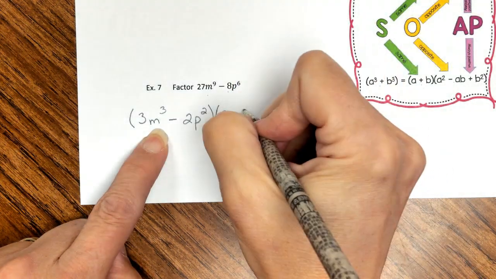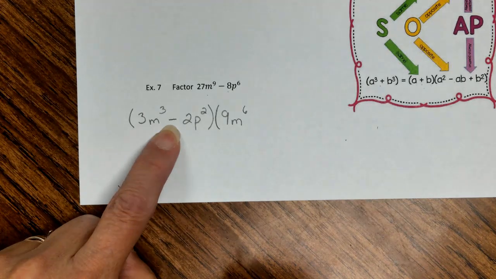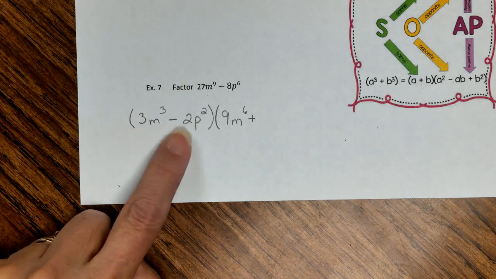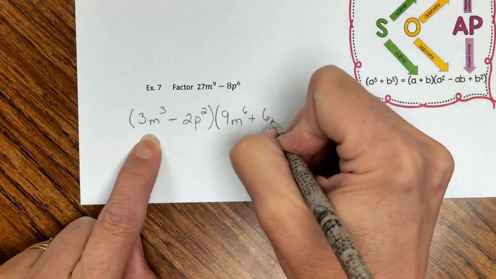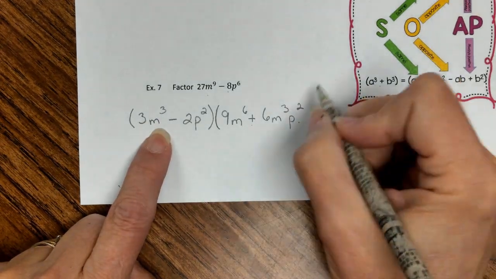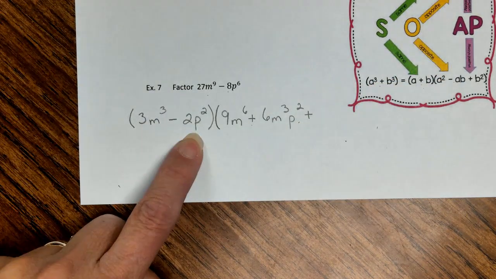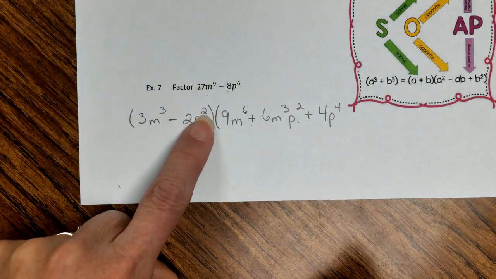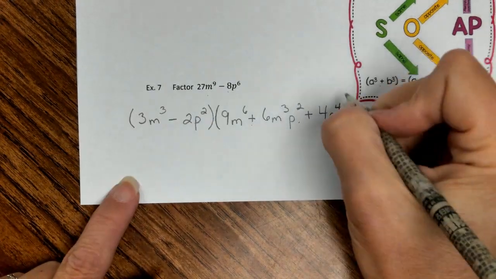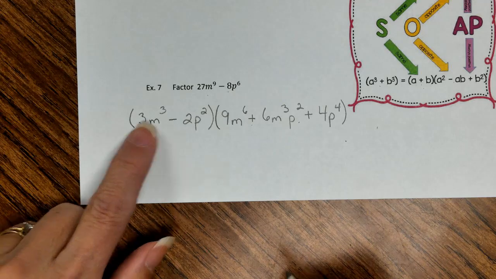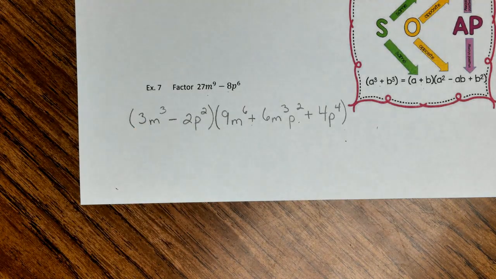So 6, same opposite, so plus. And then it's that times that, 3 times 2 is 6. M to the third, p squared. Same opposite, always positive. And then we square this, 4p to the fourth. 2 squared is 4, but then also doubling the 2 gives us 4. And there it is. Again, you can multiply each of these by all of them and prove to yourself that it works. But that's how they're done.